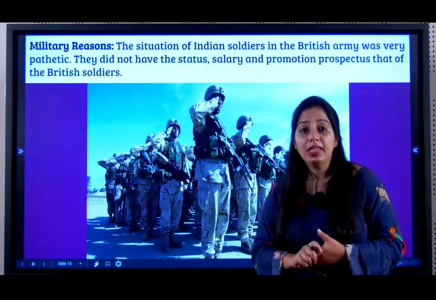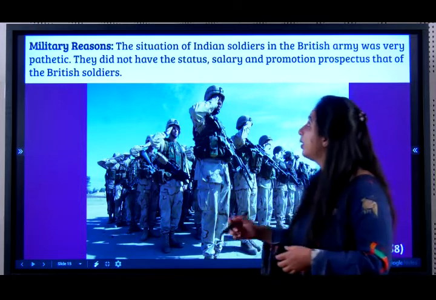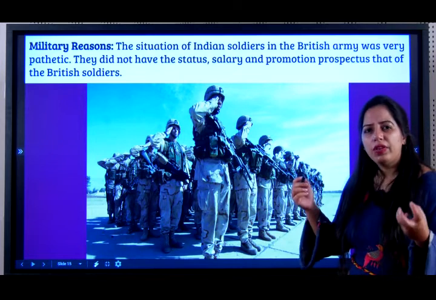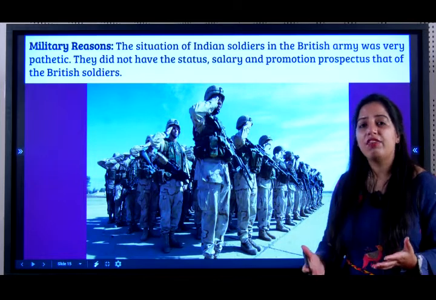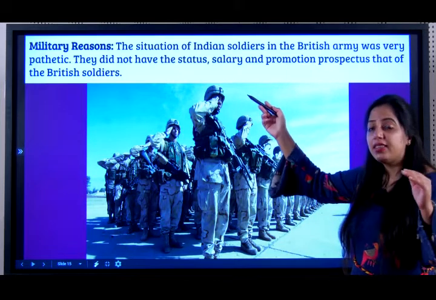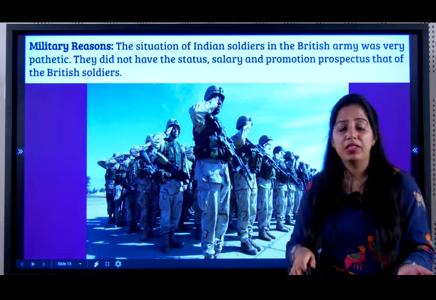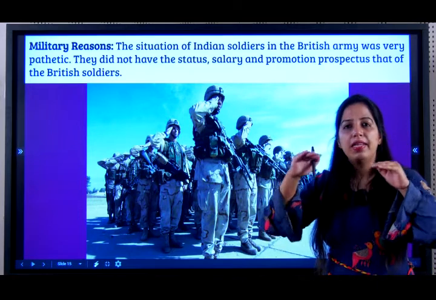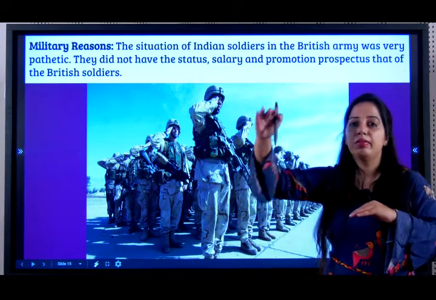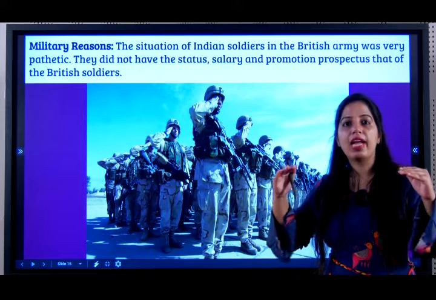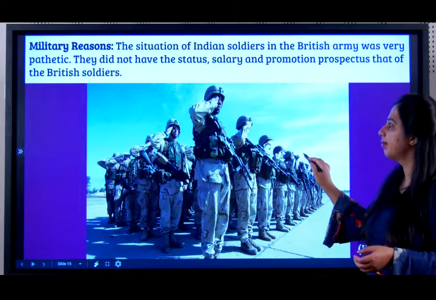Now let's look at military reasons. Were there any causes that made the soldiers unhappy in particular? The situation of Indian soldiers in the army was very, very pathetic. They were not even given the basic facilities. They did not have status, salary and promotion prospects like the British soldiers. Even if an Indian soldier was better than a British soldier in merit, he could not get promotion. He didn't have status or rank at par with the British soldier, and the salaries were very, very low.